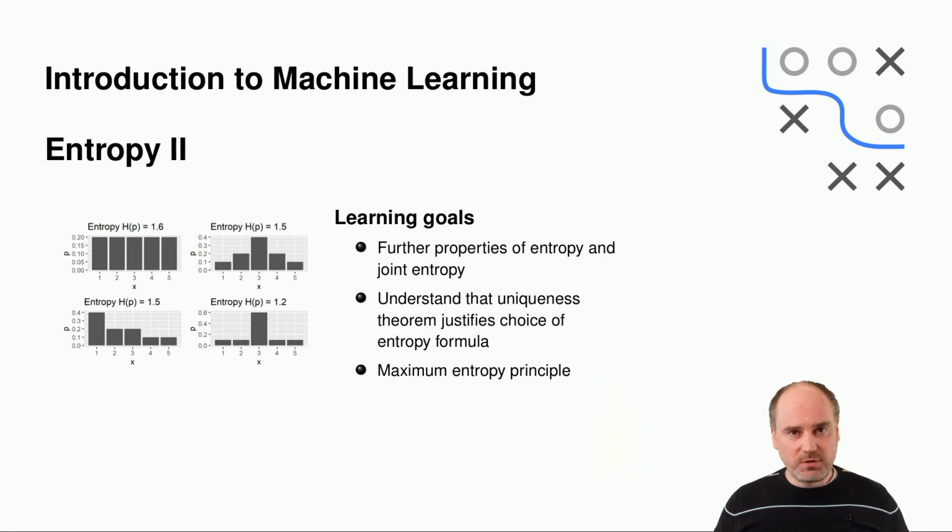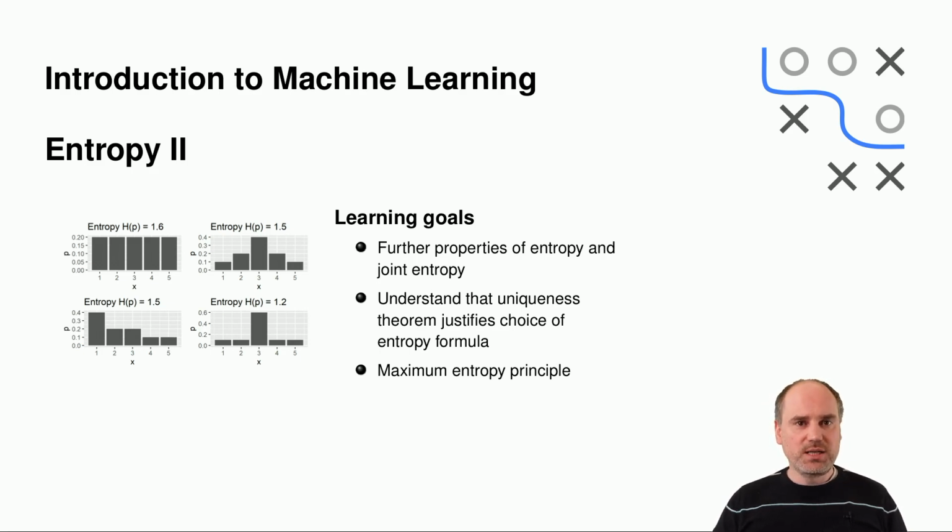Hi, and welcome to our next video here in our chapter on information theory. Today I will simply continue our discussion on the basic properties of entropy. I will also introduce the concept of joint entropy, which is a straightforward generalization of what we did before.